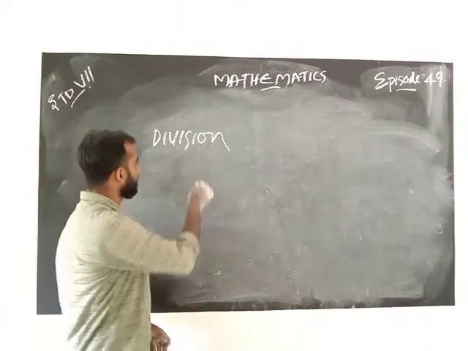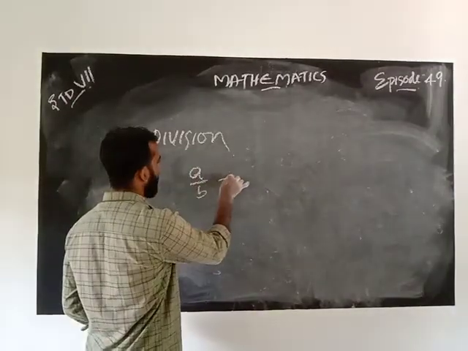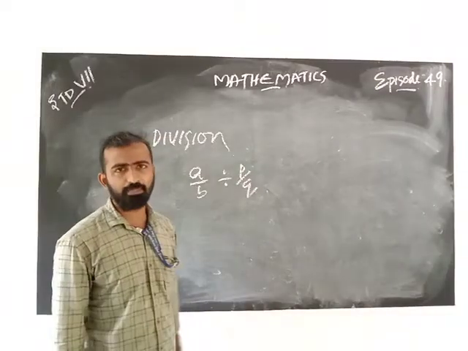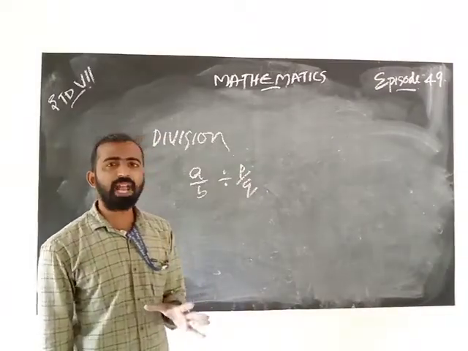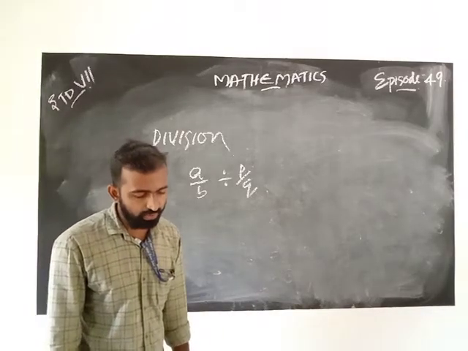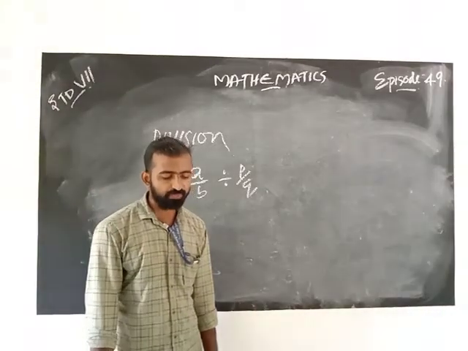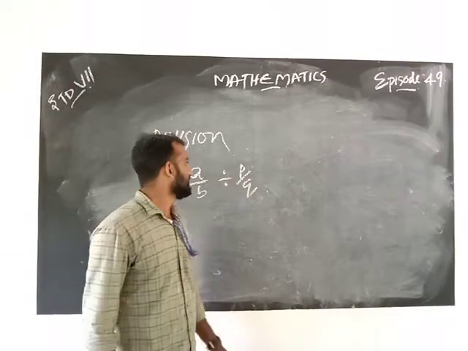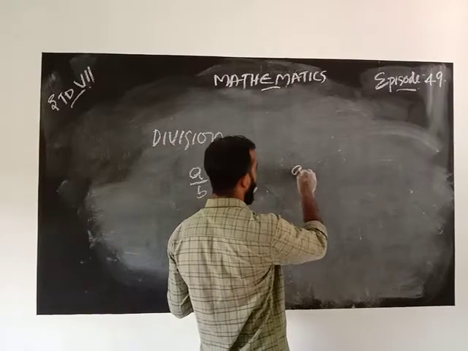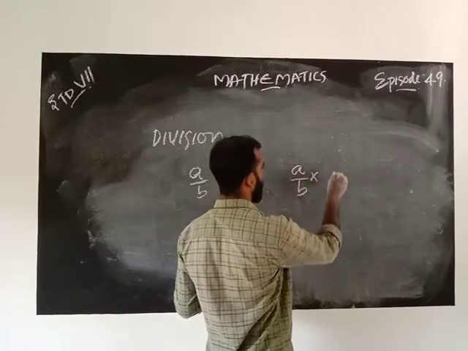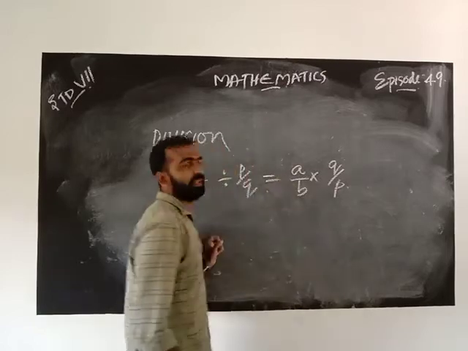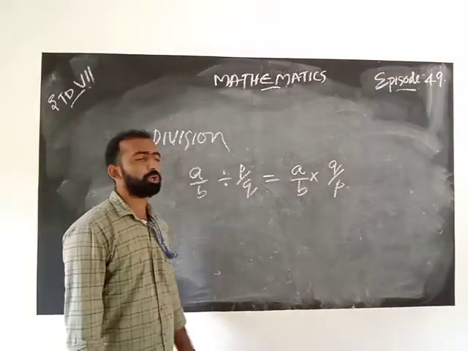For division, a by b divided by p by q. These are two rational numbers. Then we take the reciprocal of the divisor, and then multiply. That is a by b into q by p.